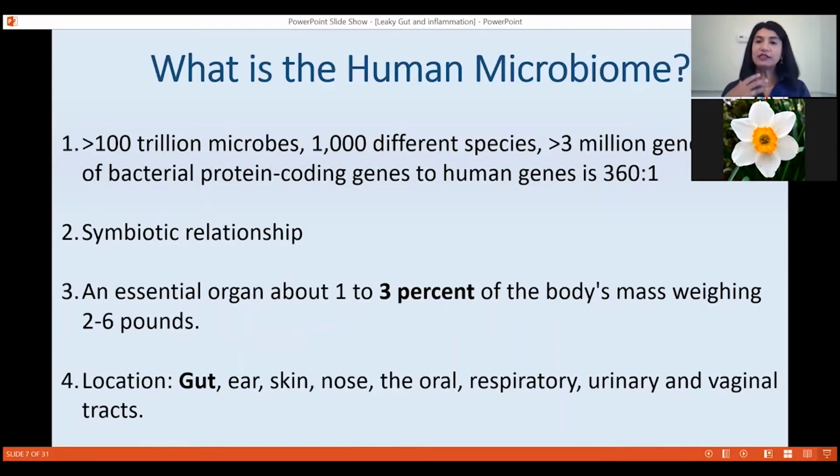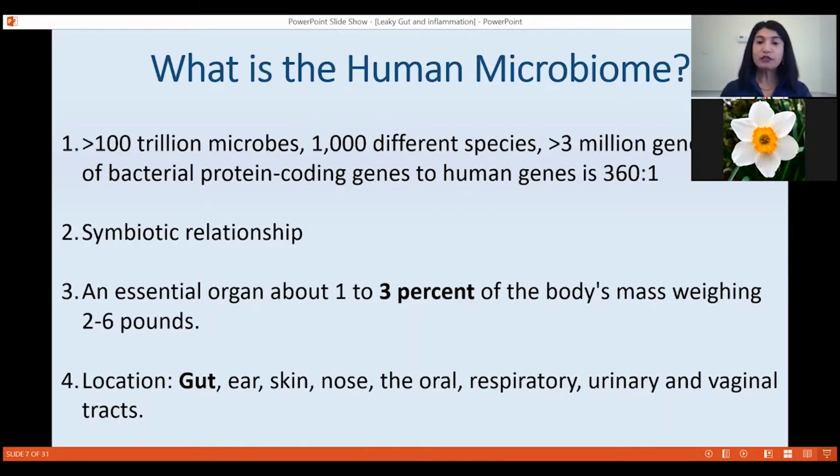And the number of genes of bacteria that we carry is way more than the human genes that we carry. So every gene that we have of our own, we have 360 genes from the bacteria. So technically we are more bacteria than humans because we have more bacterial genes than human genes. All of these small little creatures that we have on us and inside us is called microbiome.